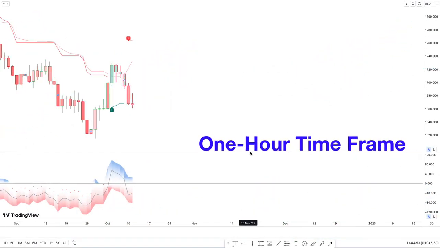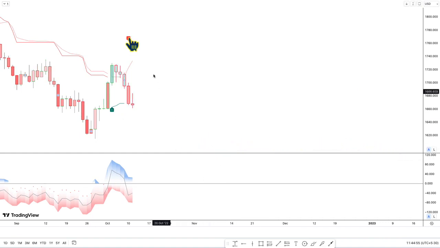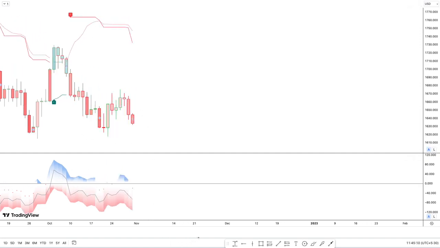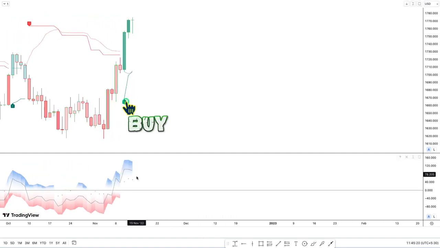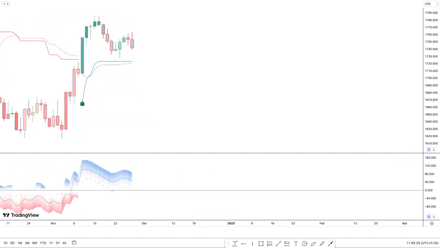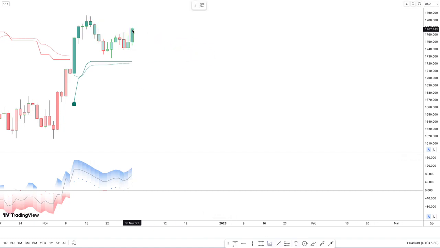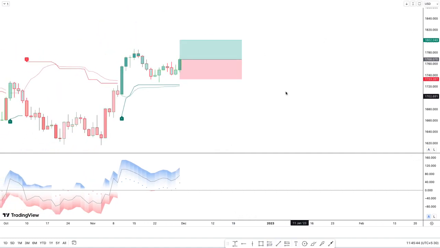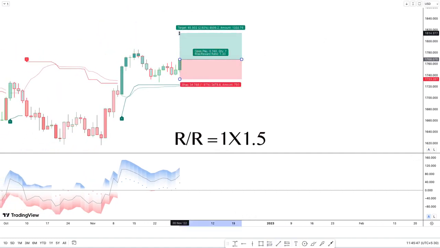Let's go to the 1-hour time frame. What we want to do is wait for a signal with a probability value of more than 2 and then wait for a confirmation using the oscillator. By waiting for one of these dots to appear, then we will take an entry with stops below the current or previous candle low or high and target a 1.5 risk to reward ratio.